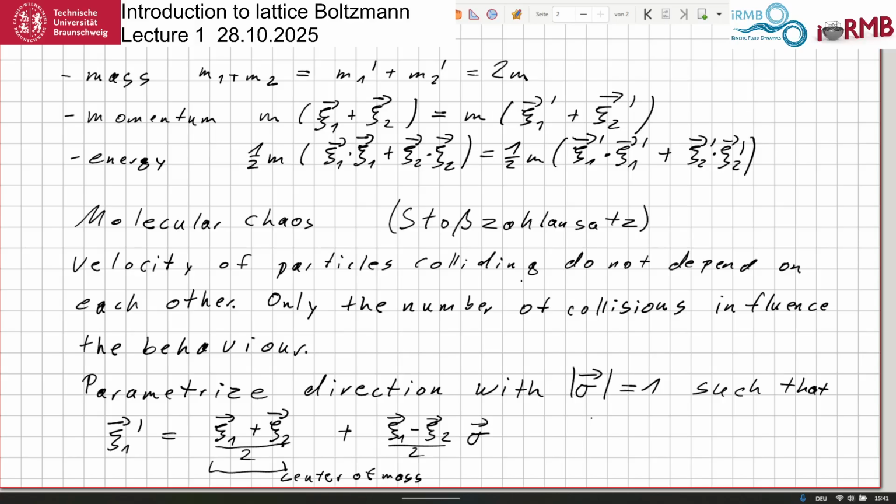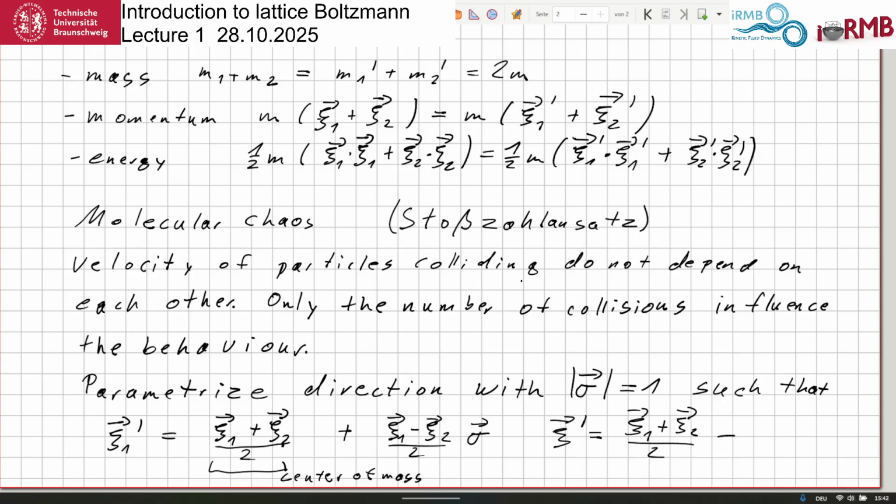And then, so these are all the pre-collision situations, and this is the post-collision for particle 1. And then we write the same thing for particle 2. So there's again, we have the center of mass, which is the same as in the other case, divided by 2. And now I made the one mistake that I was not supposed to do.